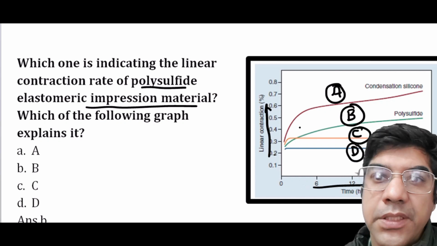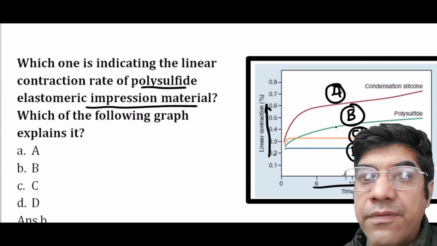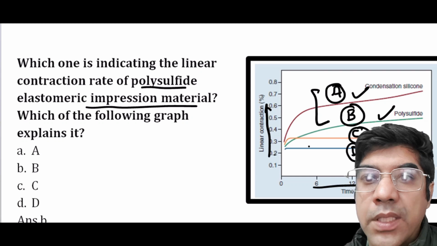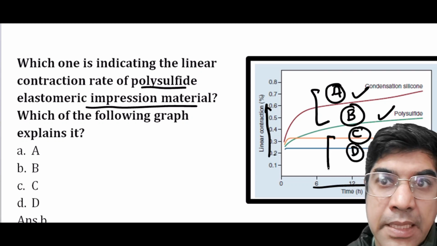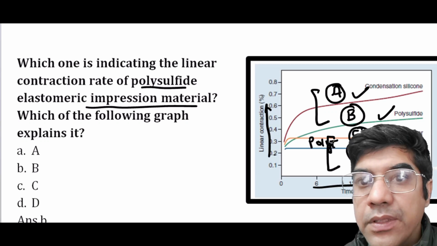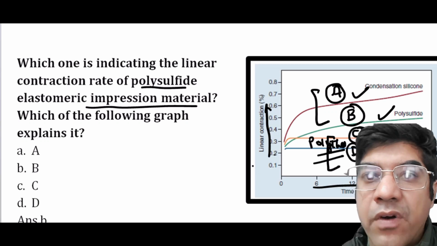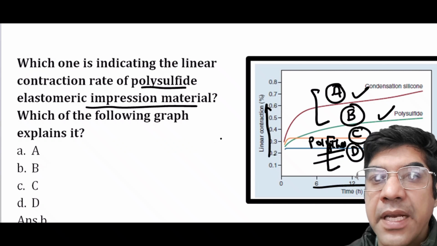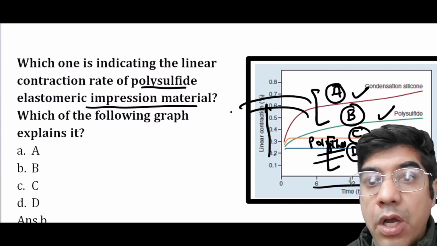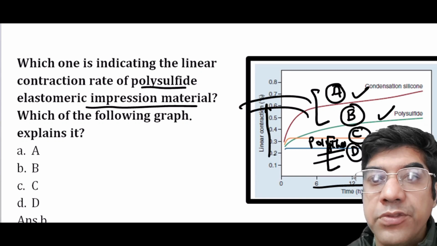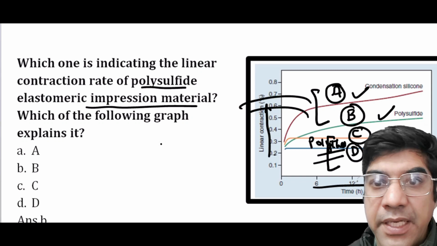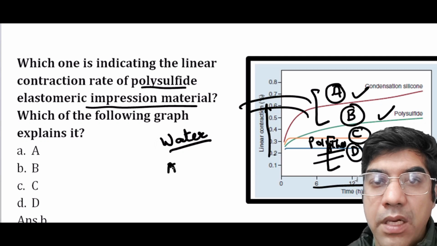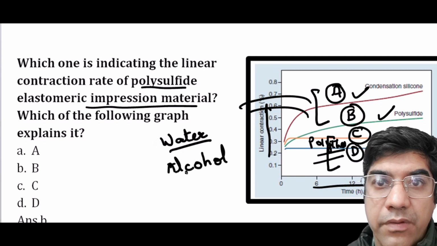So the magnitude of the dimension change, remember, is greater for the polysulfide and C silicon compared to other elastomeric impression materials like the polyether and A silicon. Now, what is the reason for differential contraction? The polysulfide and C silicon experience greater contraction due to the loss of polymerization byproduct, especially water for polysulfide and alcohol for C silicon.